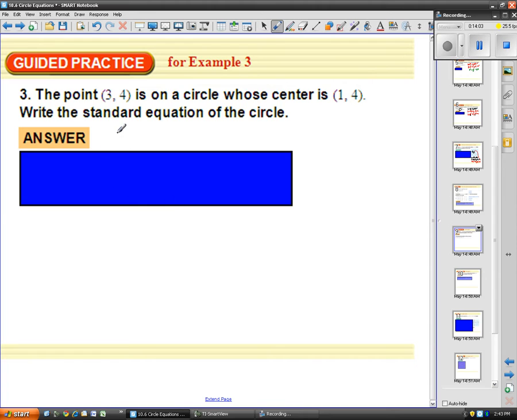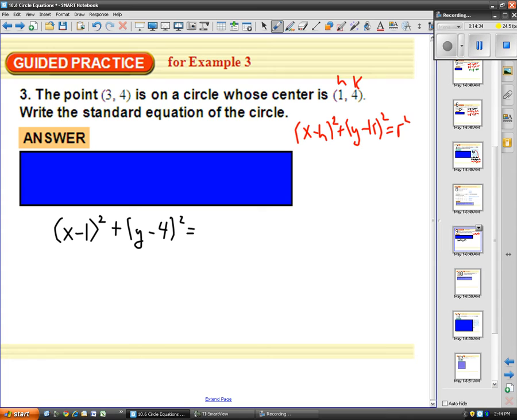I have an h, I have a k. If I remember my standard form equation for a circle, it's x minus h squared plus y minus k squared equals radius squared. So plugging in my h and k, I can start my equation. So I'm going to go over here and say x minus 1 squared plus y minus 4 squared. That will equal my radius squared. Problem is, I don't know my radius. And the only way I can find my radius is finding the distance between these 2 points. So that's what I'm going to do.